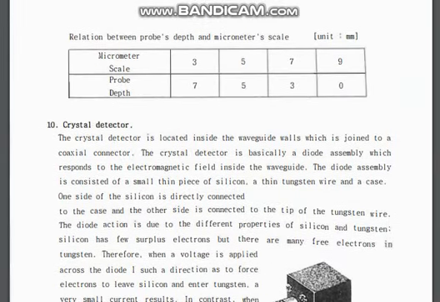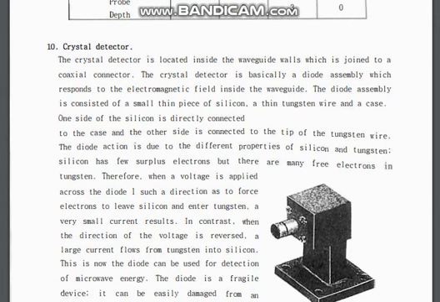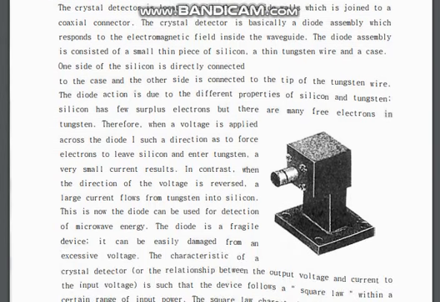And last but not least, the crystal detector, which is the main detector, known as the sink or output of a waveguide system, or you can say the microwave system, because by this we can accumulate and measure the power. So the crystal detector is connected to the output side of the microwave system.